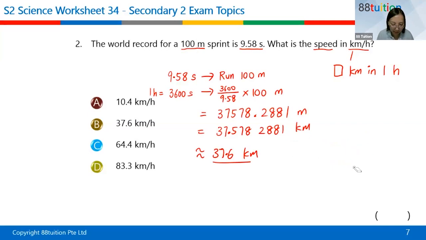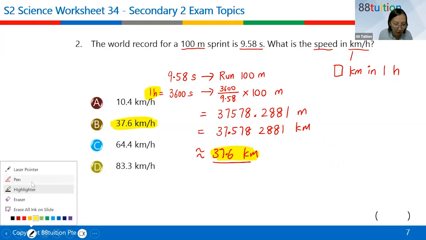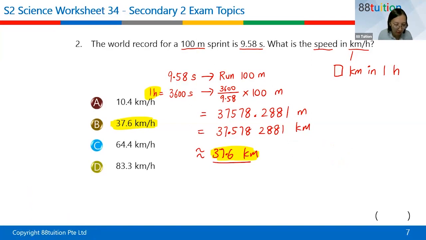Right? So this means that if you look at what I'm highlighting, in 1 hour, I can run a distance of 37.6 kilometer. Therefore, this is the answer. All right, so this is the speed, 37.6 kilometer per hour. So per hour means per 1 hour. All right, any questions so far?